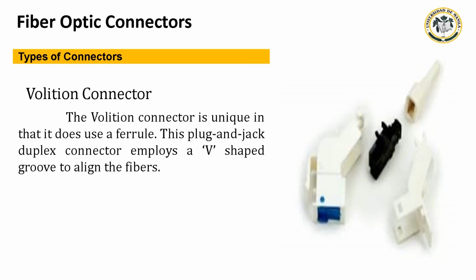Next is the Volition connector. The Volition connector is unique in that it does not use a ferrule. This plug-and-jack duplex connector employs a V-shaped groove to align the fibers.